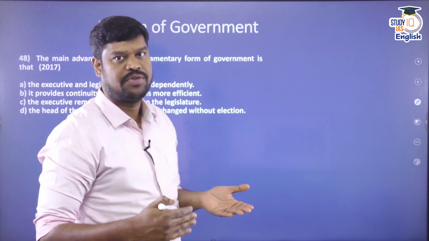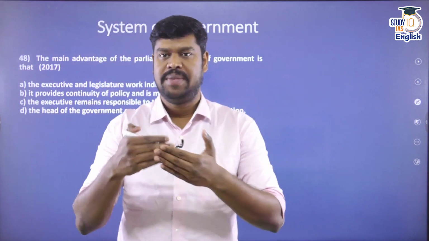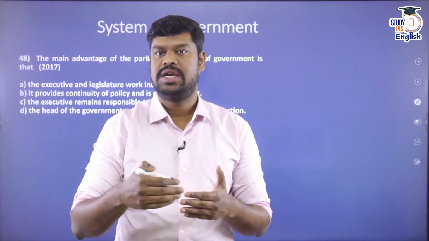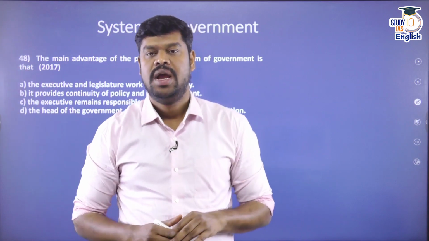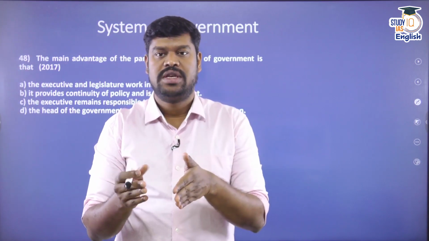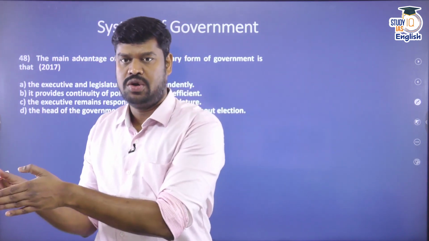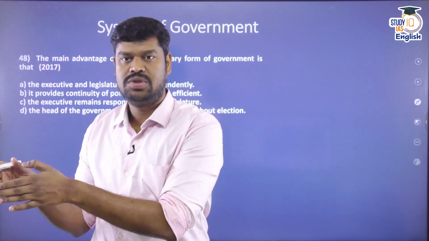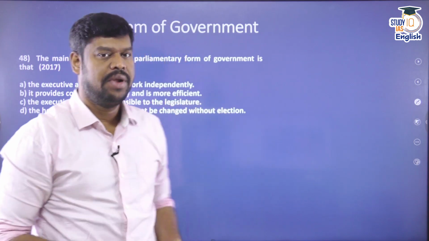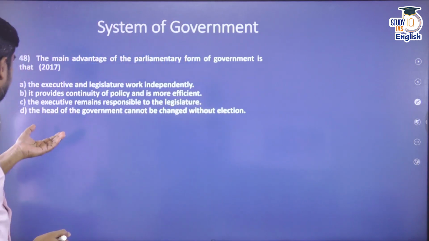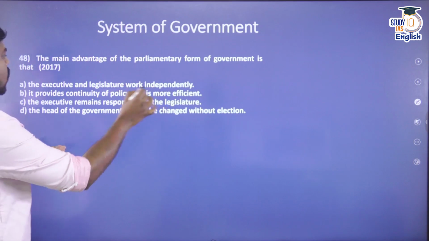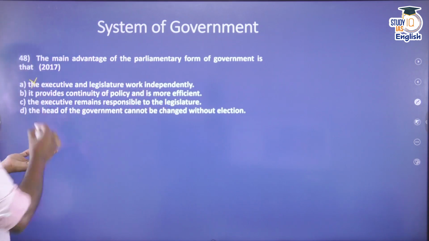The main advantage of parliamentary form of government is that it can make the executives accountable. And how are the executives accountable to the legislature? The executives are accountable to the legislature because they will have to continuously maintain the majority in the Lok Sabha. And when they lose the majority, then this government can be dismissed by the president. So the executive and the legislature work independently. In fact, this is not the case in India.